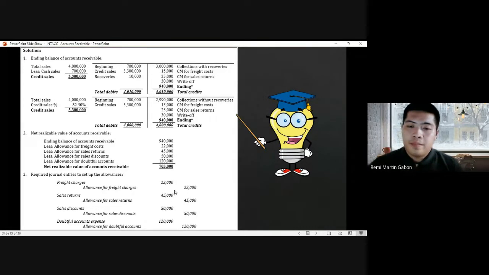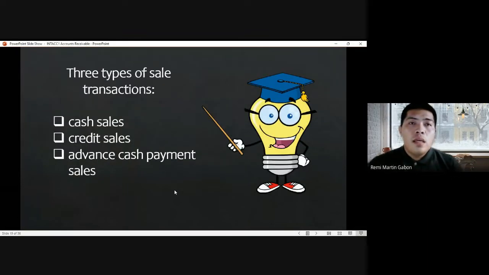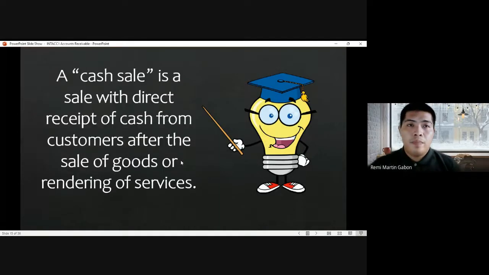Okay. So we move forward with accounting for credit sales. So there are three types of sales transactions or sales contracts. We can have cash sales, we can have credit sales, and advanced cash payment sales. So how do you differentiate all those types of sales? Cash sales, by the name itself, cash sale is a sale with the requisite of cash from customers.